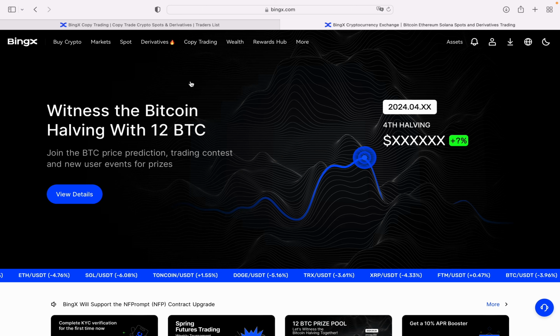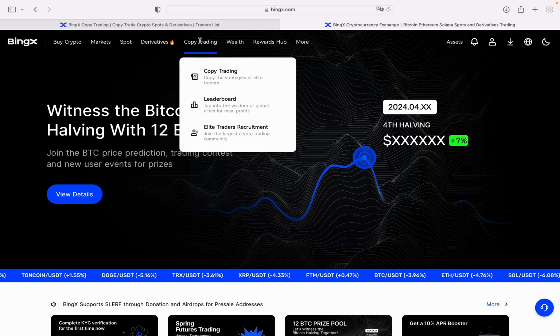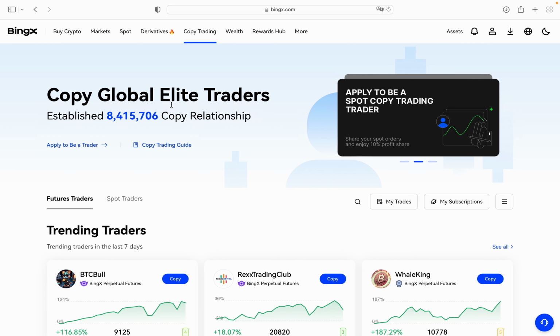So now let's start with the copy trading platform overview. If you want to get to the copy trading, you click on copy trading and on the first one, copy trading right here. And then you get up to this page.